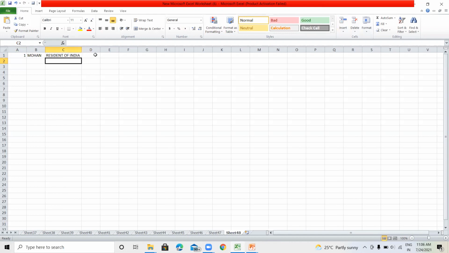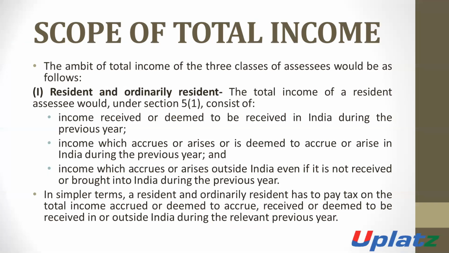Any income which is received or deemed to be received in India will be taxable in India. Any income which is received or deemed to be received in India will be taxable in the hands of such a resident person.